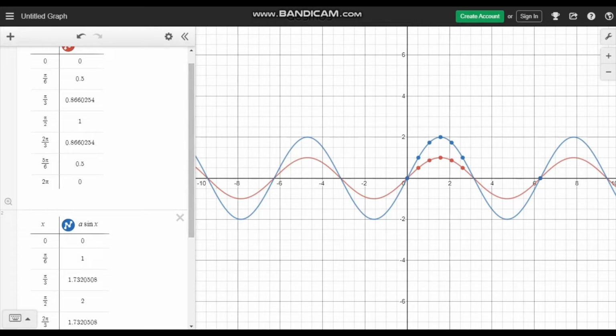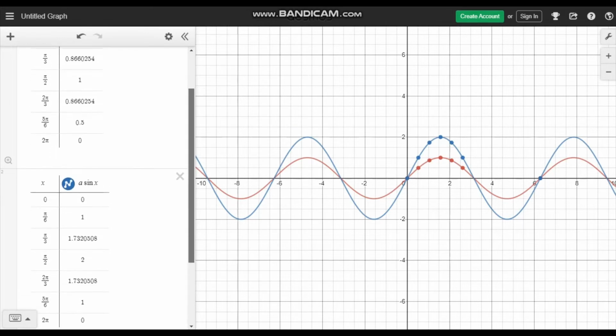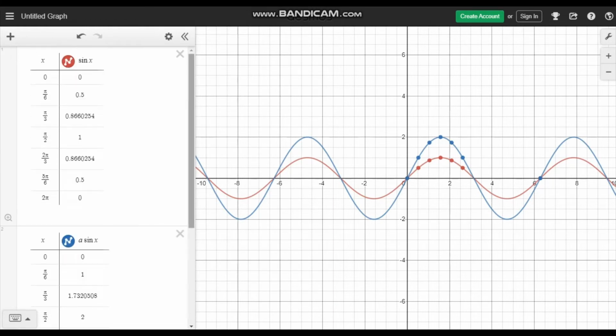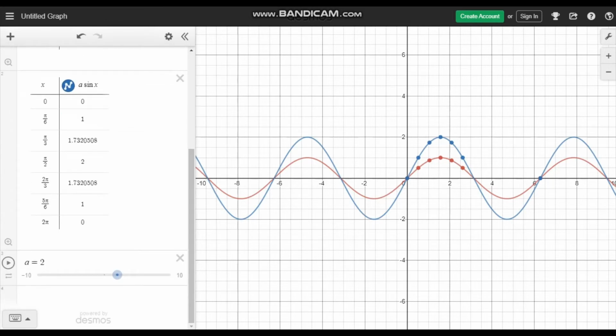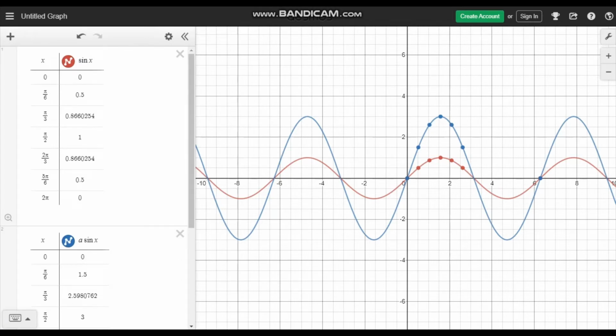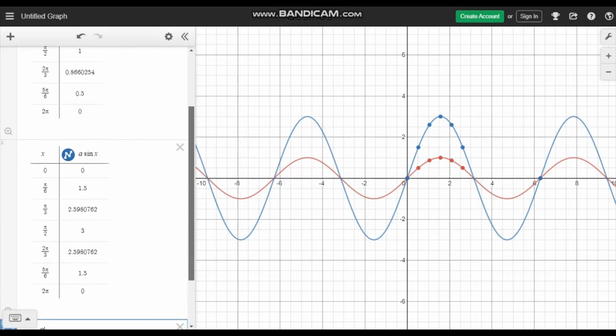You can see 0 is still 0, but pi over 6 before was 0.5, and we're multiplying by 2 now, so we've got a 1. For pi over 3 we had 0.866, that's an approximation, and now we have 1.73, which is roughly double, again another approximation. For pi over 2 we had 1, now we have 2. So it affected all of those y values for these points by making them double what we originally started with. Now if I change this to 3, you can see that everything is triple, so 0.5 becomes 1.5, 1 becomes 3, and so on.